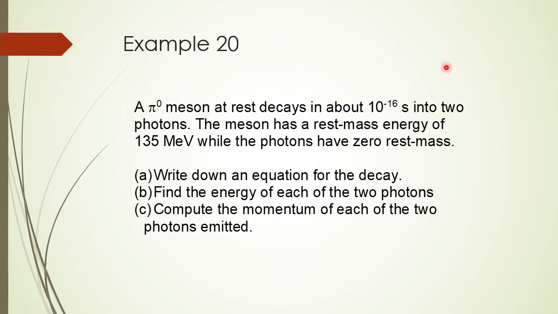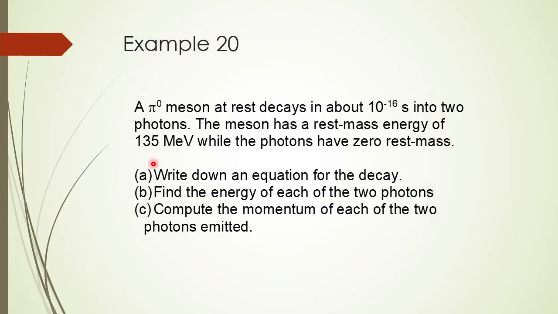Alright, let's take a look at example 20, our last example. In this example, a pi meson, a type of elementary particle, at rest decays in 10 to the power of minus 16 seconds into 2 photons. So basically the entire mass of the meson disappears and 2 photons take its place, and this happens for very, very unstable particles. The meson has a rest mass energy of 135 MeV, so they already tell you the rest mass energy, and of course photons are particles of light that have 0 rest mass.